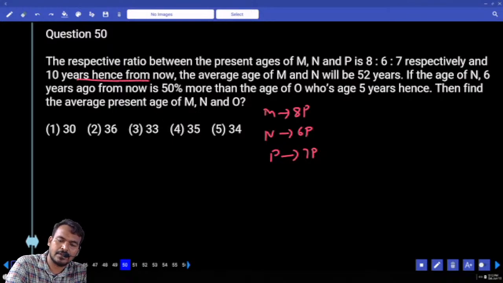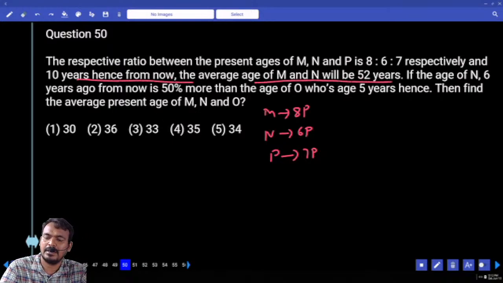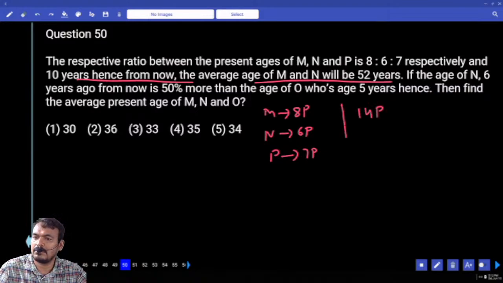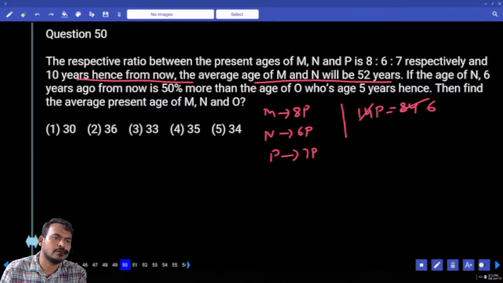One condition is given. After 10 years, the average of M and N is 52. After 10 years average 52 means present average 42. Present average 42 means what is the present sum? 84. Present sum of the parts is how much? 14 parts, equal to how much? 84. What is the one part value? 6. One part value is 6.